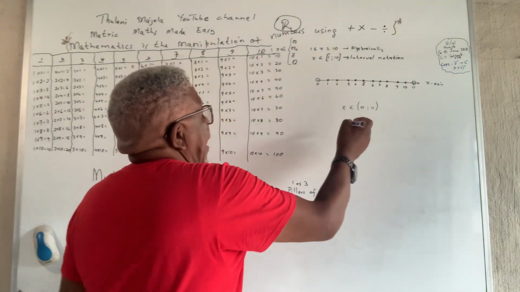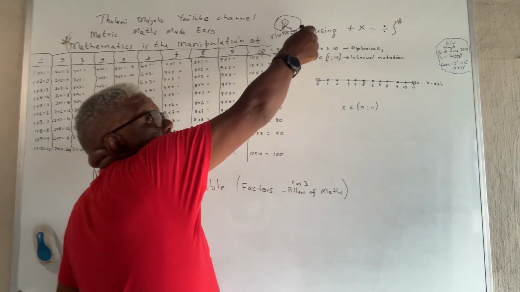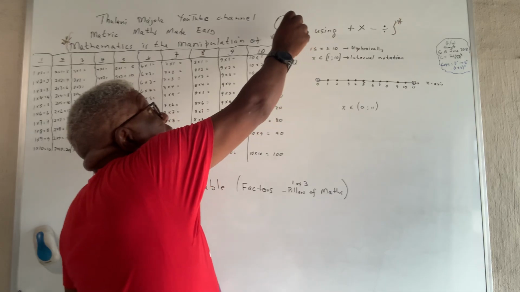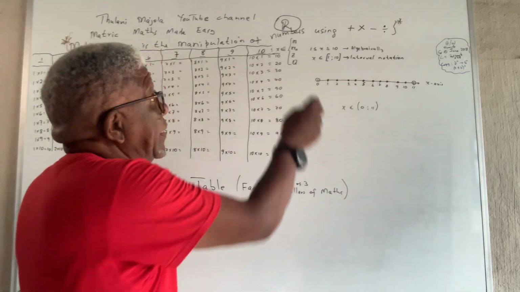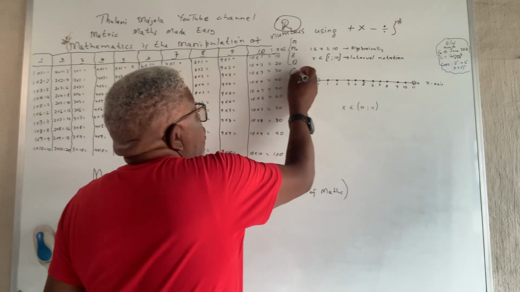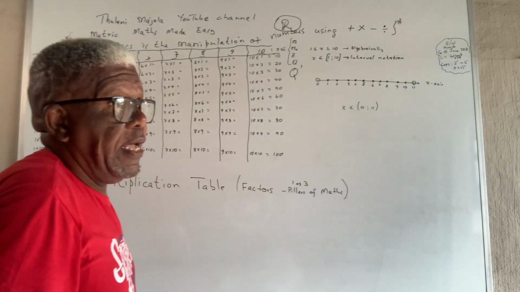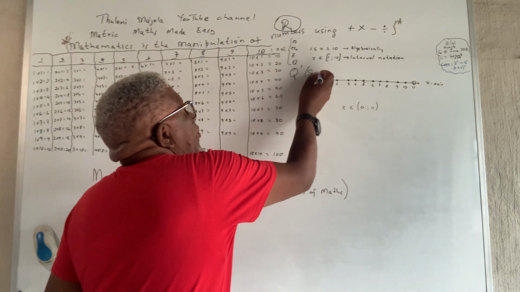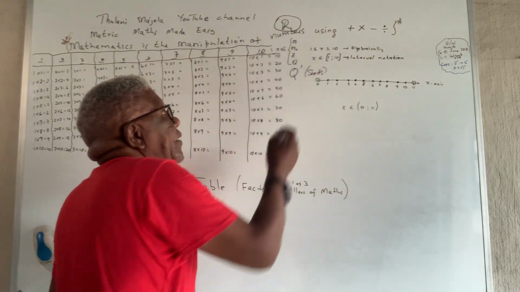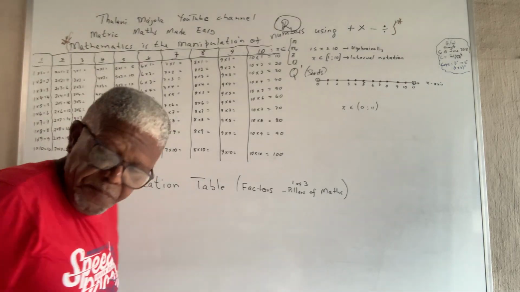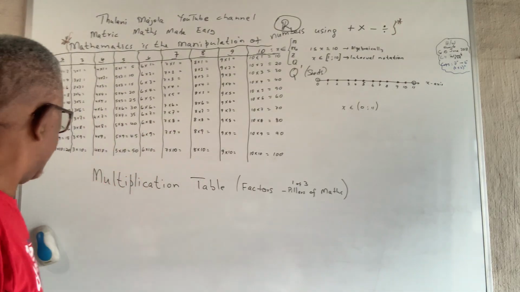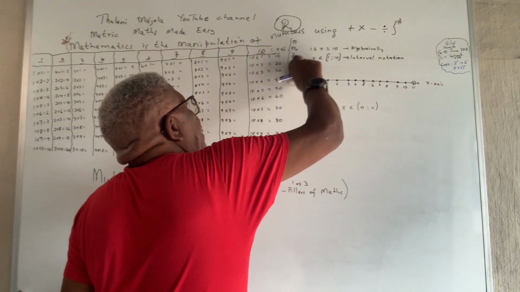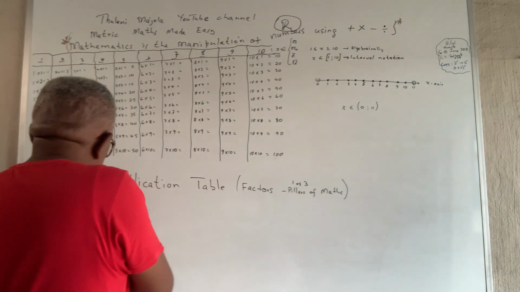Real numbers include rational numbers, integers, whole numbers, natural numbers, and also irrational numbers. These are also called sets. But for now, I don't want to be dealing with all of these. So I will concentrate on the rational numbers.